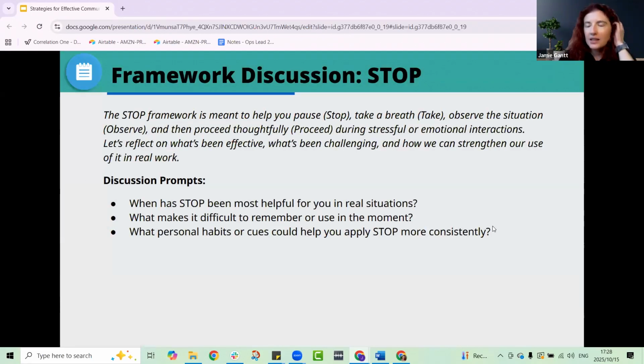All right. So before we move on, one final check in. Who has used this? When did you use it? Was it helpful? And if you haven't used it, can you think of a situation where you might use it in the real world? And is there anything that makes it difficult to think about practicing this?